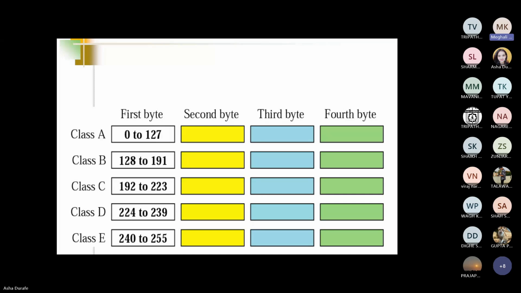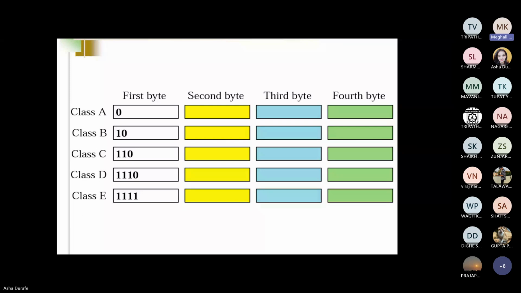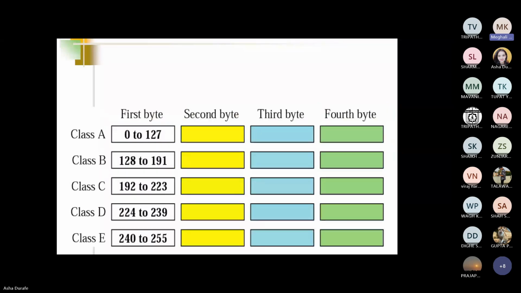Just as we saw in the binary notation how you have to understand which class it is, similarly here, looking at the first byte in dotted decimal notation, you have to understand which class of IP address it is. So the first byte always tells you the class of the IP address. All of you write down these ranges, because these are many a times asked in your written exam as well as in the oral exam. So write down the first byte in dotted decimal notation for all 5 classes here.